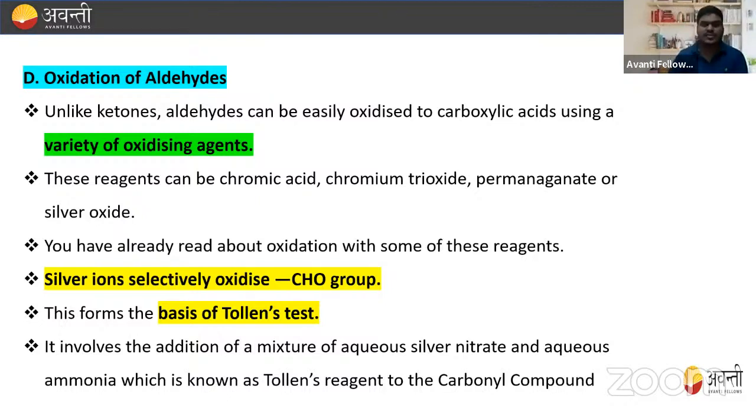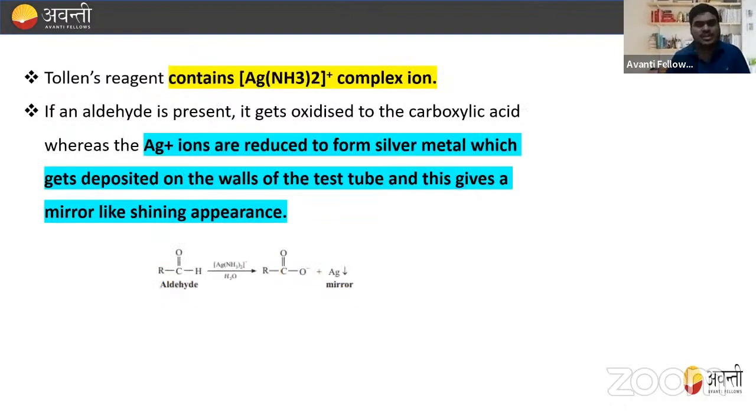So this forms the basis of the Tollens test. It involves the addition of a mixture of aqueous silver nitrate and aqueous ammonia, which is known as the Tollens reagent, to the carbonyl compound. Now, Tollens reagent contains the [Ag(NH3)2]+ complex ion. If an aldehyde is present, it gets oxidized to the carboxylic acid, whereas the Ag+ ion is reduced to silver metal, which gets deposited on the wall of the test tube and gives a mirror-like shining appearance. So here we have an aldehyde, and [Ag(NH3)2]+ converts it into a carboxylic acid, giving the silver mirror test.